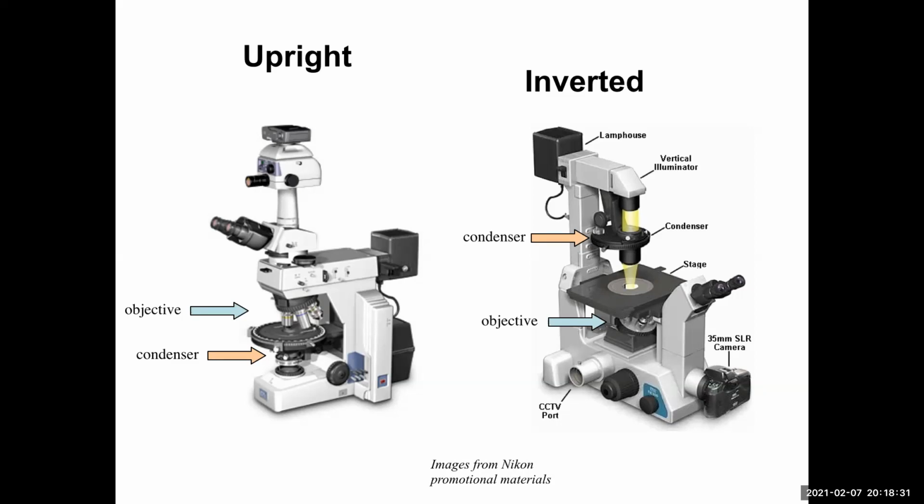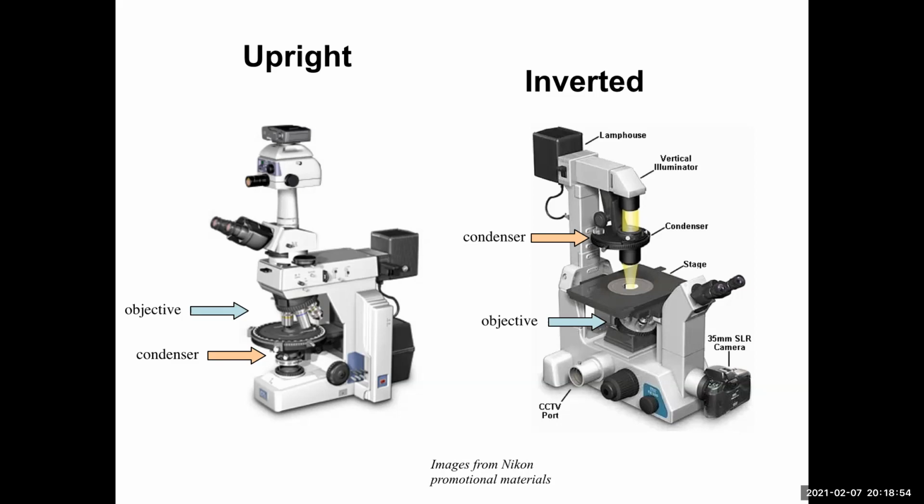And these are two types of scopes. One is upright and one is inverted. This is a fundamental thing about scopes. One of the first things that you're going to notice when you look at a scope is, is it upright or is it inverted? And actually, I'm realizing I'll do some demos for you next week.